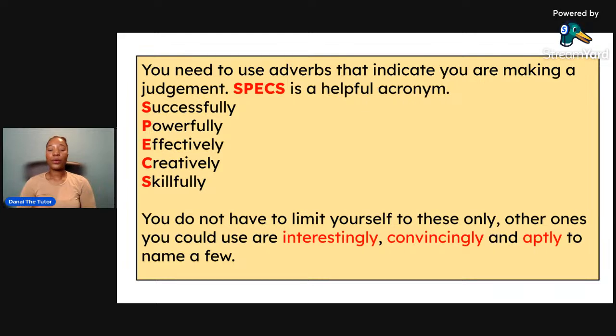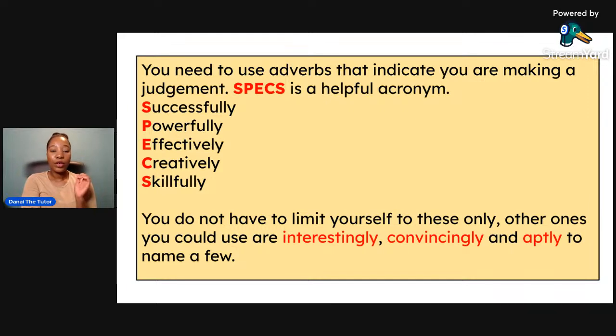Right, and the next thing that you have to do for an evaluation question is to show that you are making a judgment, okay? So again, a judgment means you're giving your opinion. So you want to make it very obvious to the examiner that you have made a judgment. And you can do that by using words like successfully, powerfully, effectively, creatively, skillfully, okay? These are just examples. You don't have to limit yourself to these, okay? You can use other adverbs that show that you are evaluating, like interestingly or convincingly or aptly, okay? But you just have to remember that you are evaluating, you are making a judgment, and these words are all about making that obvious to the examiner.